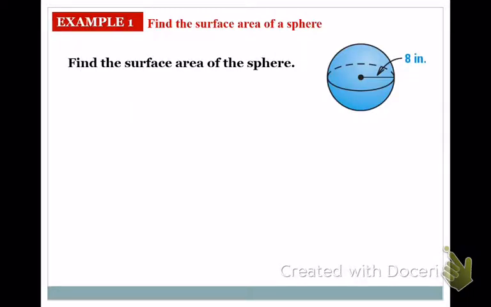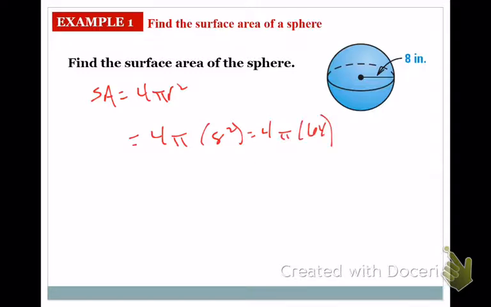So for this first example, if we want to find the surface area of the sphere, we just use our surface area formula, 4 pi r squared, where here the radius is 8. So we go 4 times pi times 64, and we get 256 pi, which we of course could multiply out if we needed to, but I'll leave that for you to do. Okay? Simple enough.